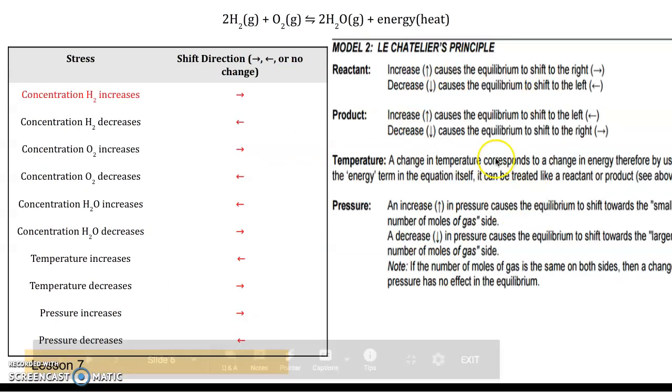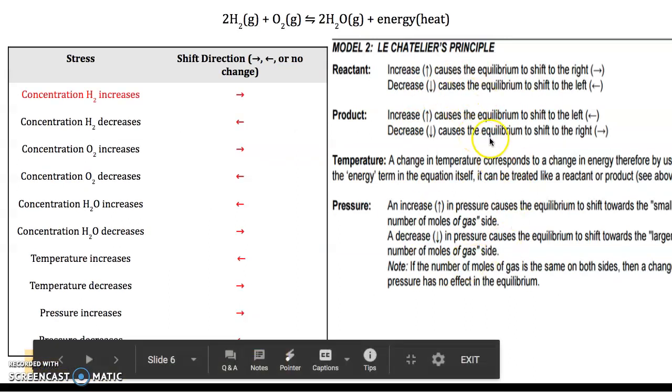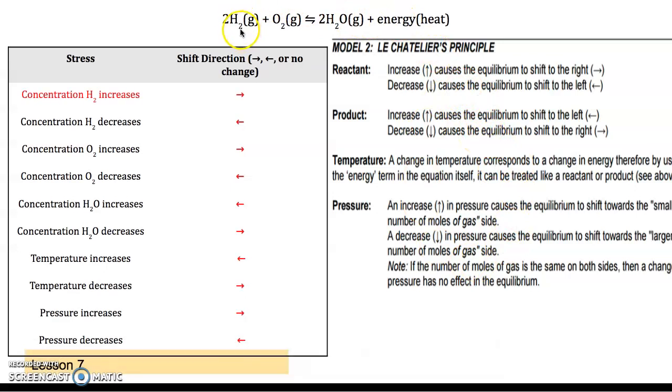So I put the Le Chatelier principles over here, and this is the example. Hydrogen gas plus oxygen gas forms water gas plus lots of energy is released. So what happens if I increase the concentration of hydrogen gas? First of all, you need to find, is hydrogen gas a product or a reactant? Look at it over here, it is a reactant. So I go over here, I increase the concentration. What happens to equilibrium? Well, we'll shift to the right.